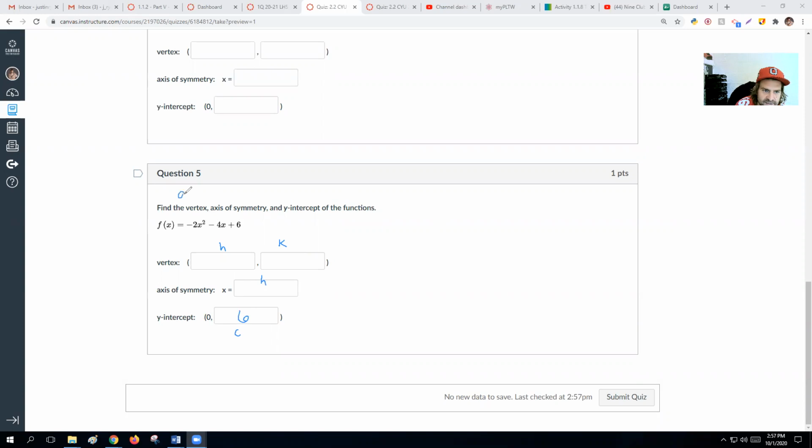So our a is negative 2, b is negative 4, c is 6. So our h, which is at negative b over 2a, is going to be at negative 4 over 2 times negative 2. So this is positive 4 on the top and a negative 4 on the bottom. So that means our h is negative 1. So that's negative 1. Our axis of symmetry is at negative 1.